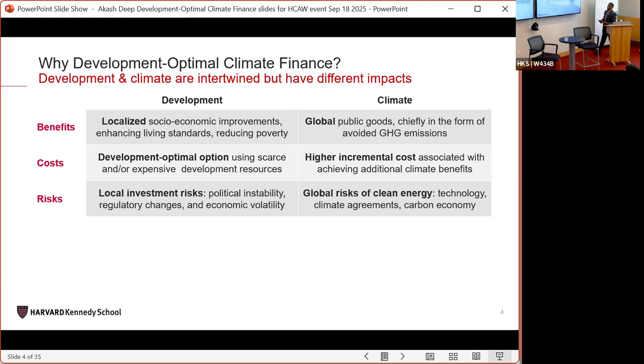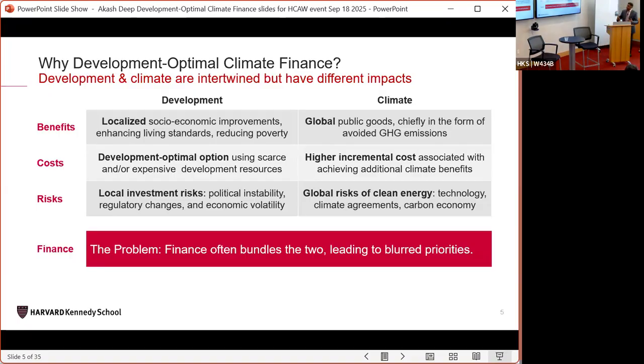And finally, the risks of development that are related to economic growth, political stability, regulation, currency, what have you, are quite different from the risks of clean energy and climate agreements and the price of carbon, etc. The problem is that finance often bundles them together. And that leads to blurred priorities, suboptimal solutions, and misallocation of resources. There are a variety of reasons why that has happened in different institutions. But we believe the main thesis of what we are doing here is making the argument that, to be effective and to be fair, financing must reflect these differences.